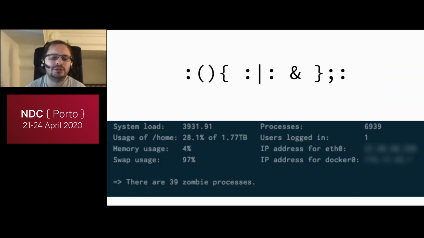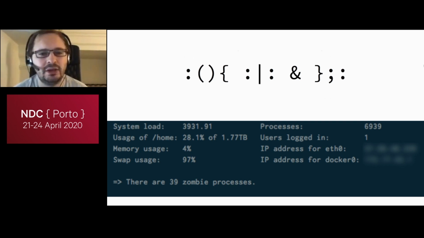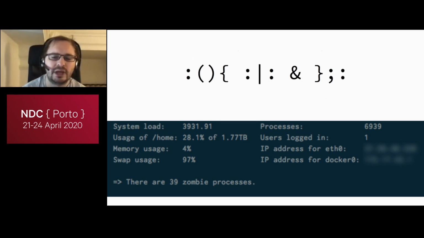The other resource consumption, which I'm always a great fan of, is this beautiful bit of bash scripting. To break it down, we're defining a new bash function called colon. The body of that function is to call a function called colon and pipe the output of that to another function called colon, and then to release control.